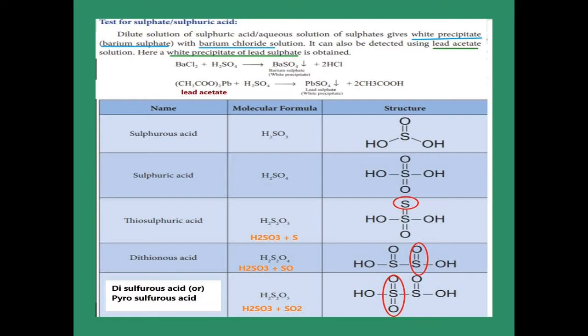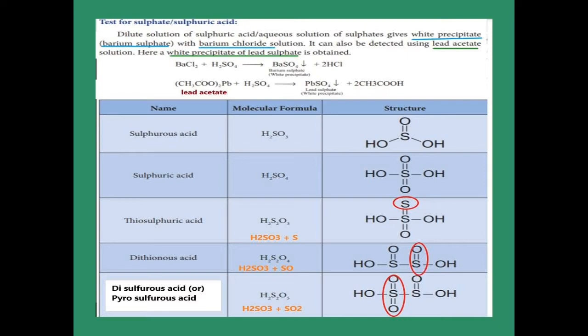The next one, dithionous acid. Formula is H2S2O4. We consider this as H2SO3 plus SO. So first of all you draw the sulfurous acid structure, and it contains one more SO, which I indicated in red color. SO means S double bond O. You put the S double bond O in between the OH and the other SOOH.